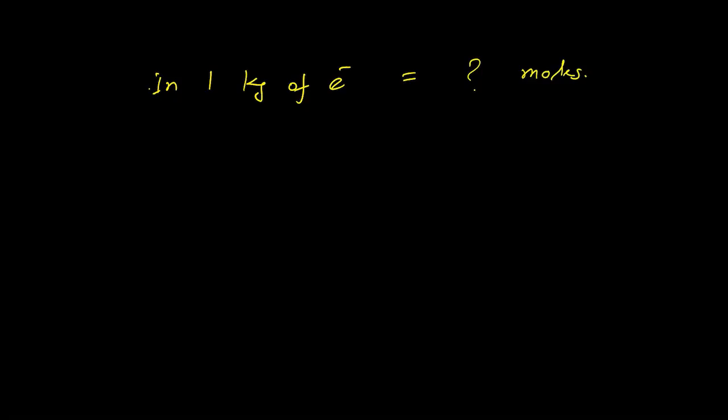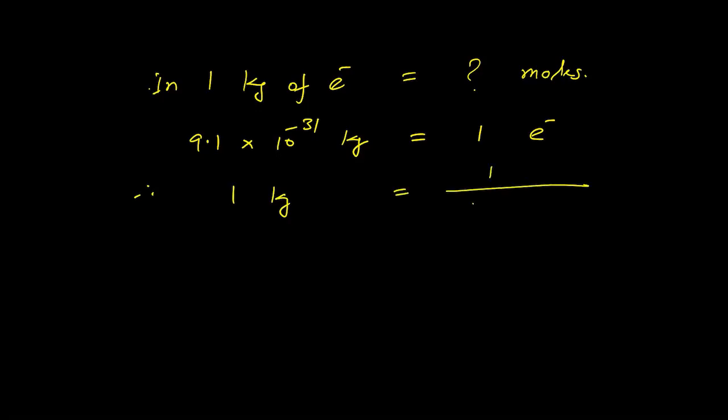You know that 9.1 into 10 to the power minus 31 kilogram is the mass of one electron. So applying the unitary method, 1 kilogram will be equal to 1 divided by 9.1 into 10 to the power minus 31 electrons. These many electrons will be there in 1 kilogram. I am applying the unitary method.